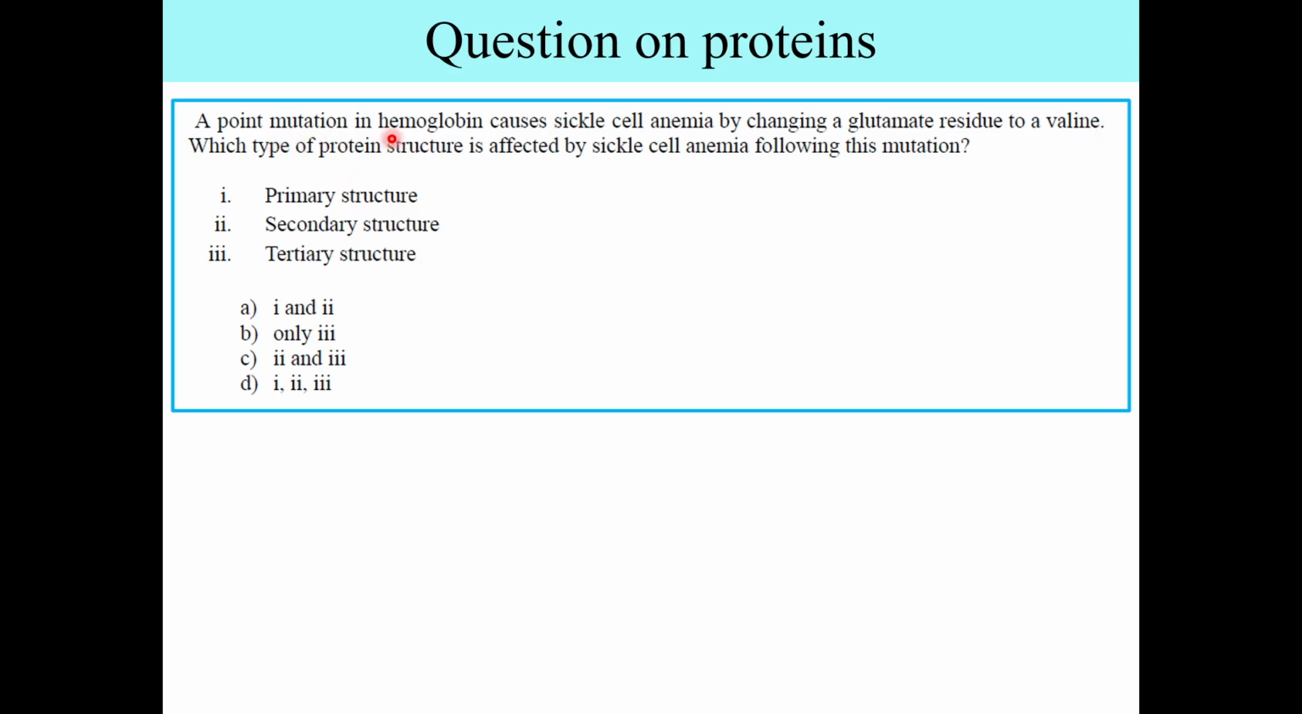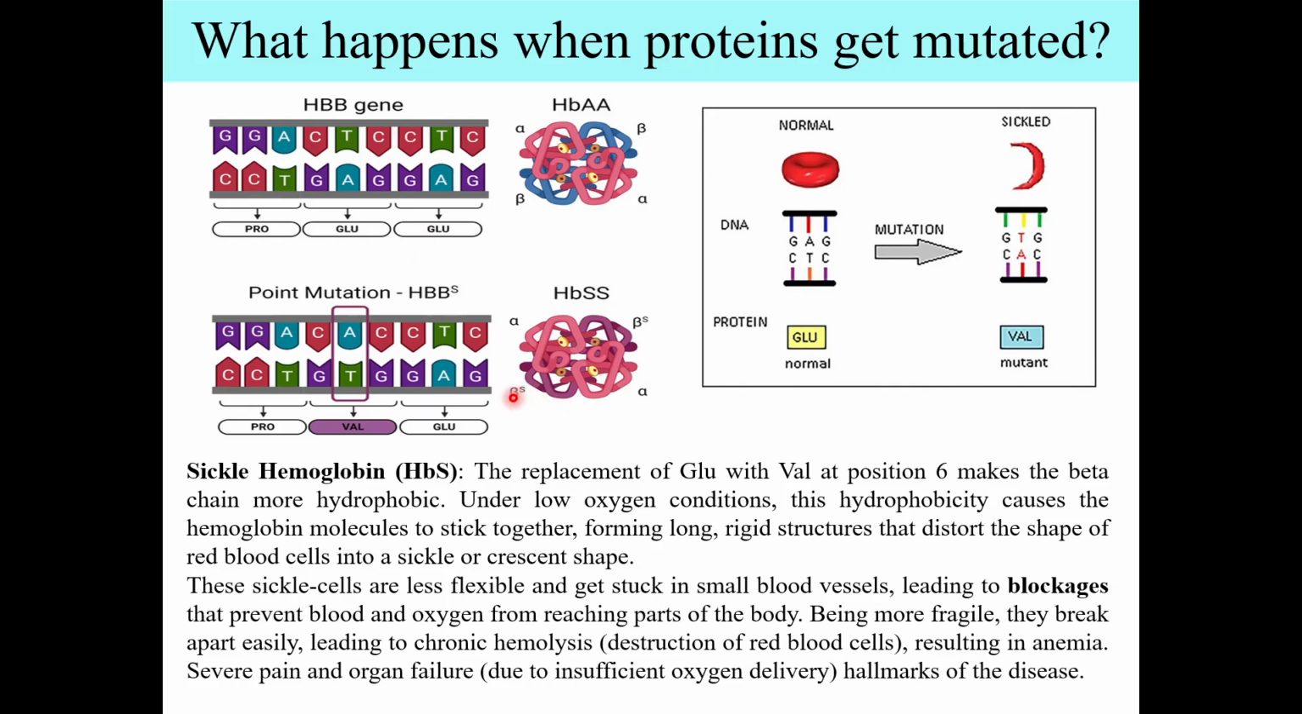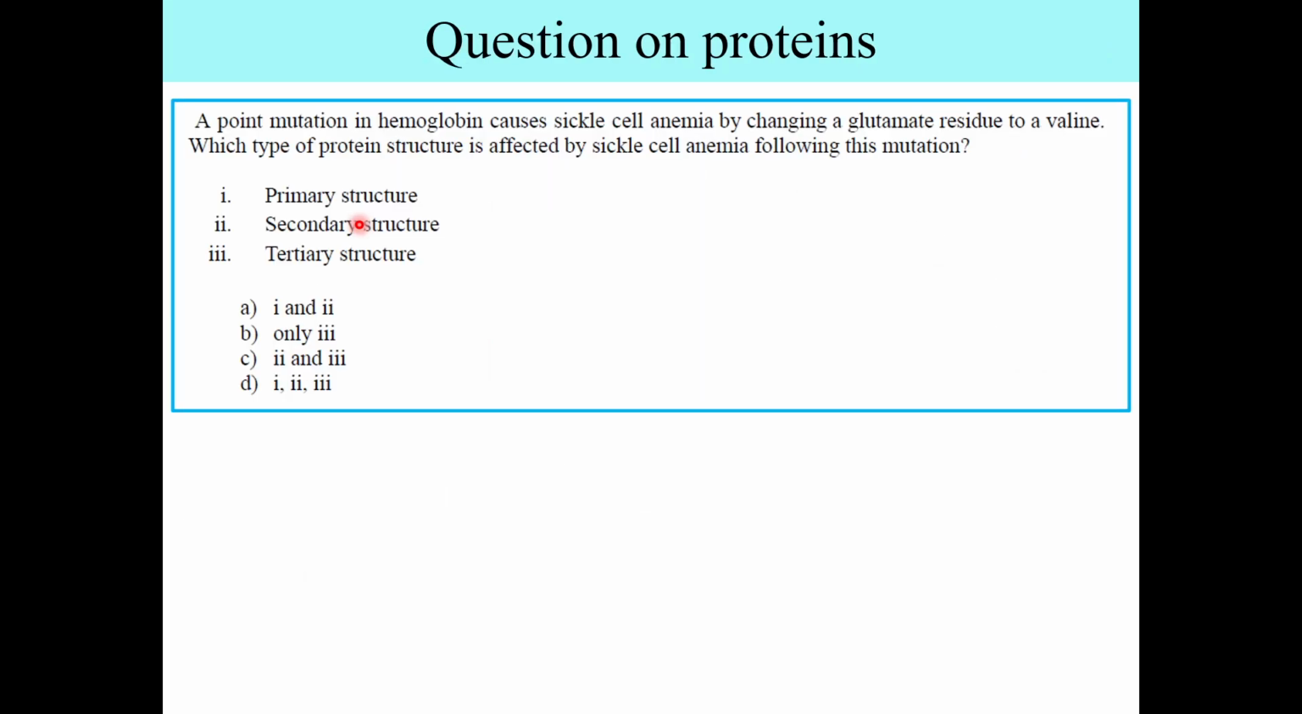Correct. In the primary structure, there is a significant change from glutamic acid to valine. So, yes, your primary structure is definitely going to get changed. What about the secondary structure? Yes, of course, the secondary structure also changed because we saw that this is a hydrophobic residue. And so, what is happening? It is undergoing more hydrophobic contacts rather than hydrophilic contacts, correct? So, of course, the secondary structure is also going to change.